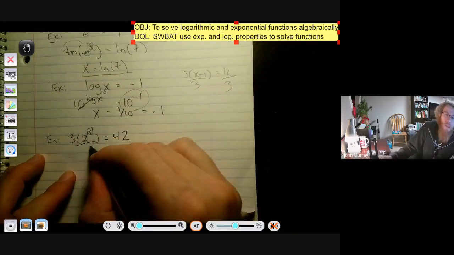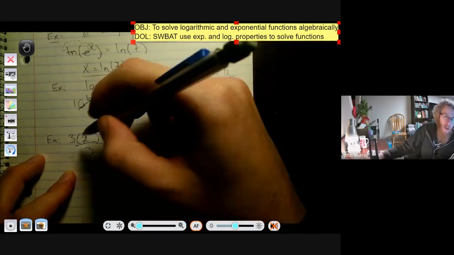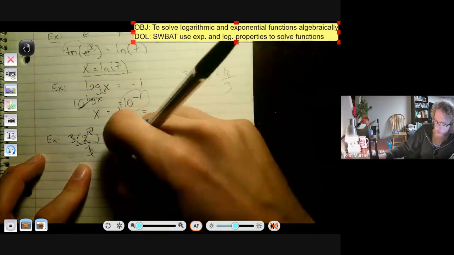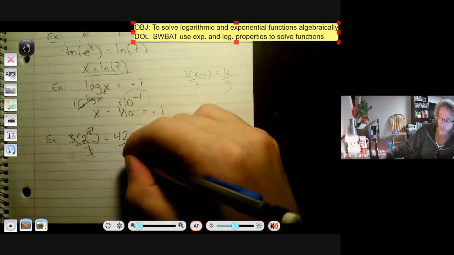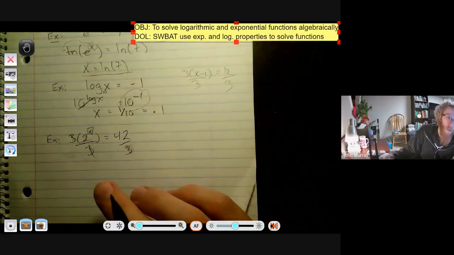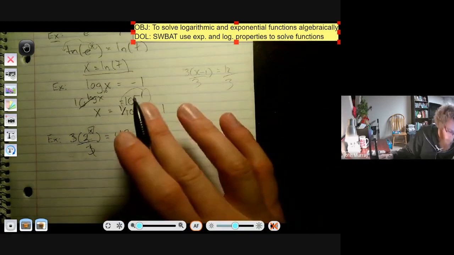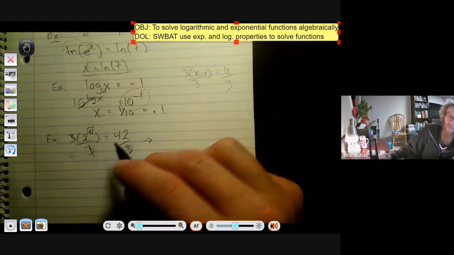What we have to do is divide by 3 to get rid of it. Okay, so you may have to perform other operations before or after you do the logarithm or exponential part. All right, so just be aware of that.